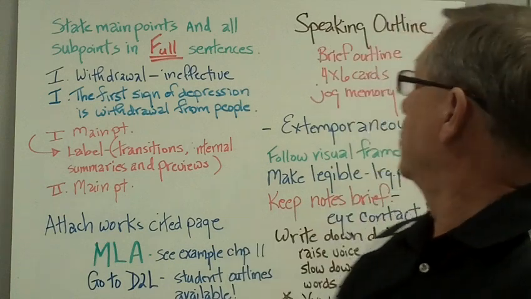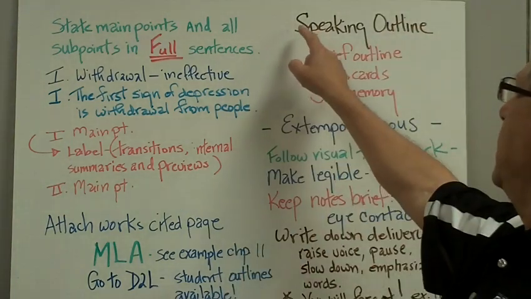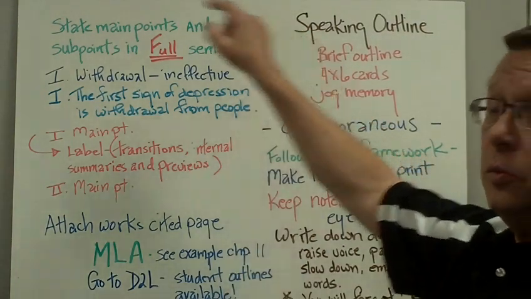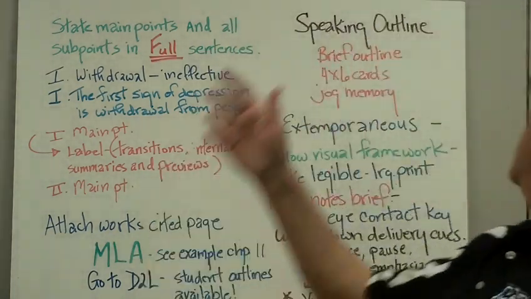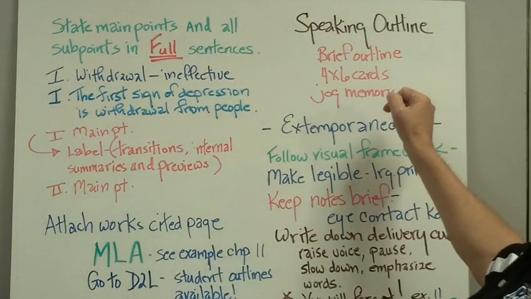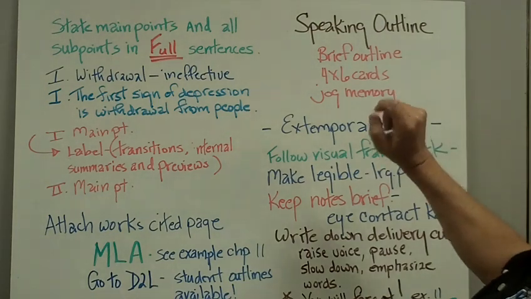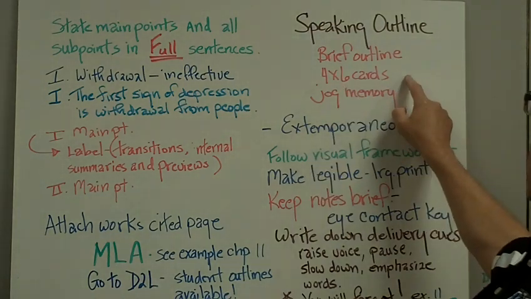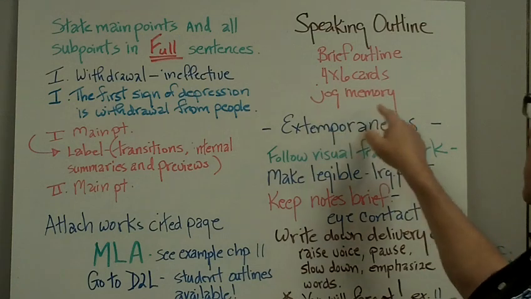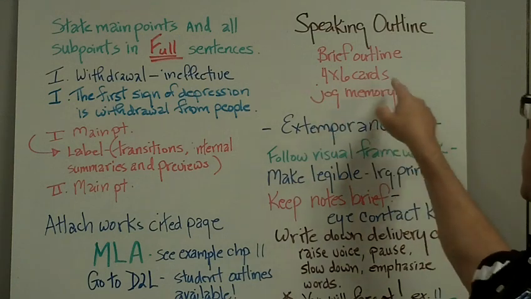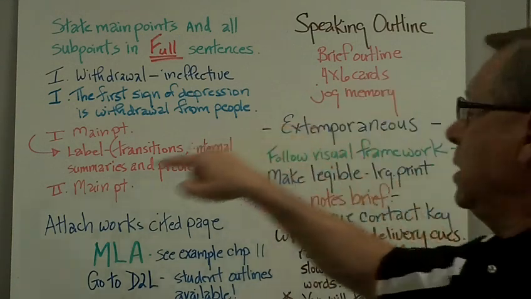Now I want to talk about the second outline that you do. You do 2 outlines for your speeches. This is a speaking outline. This is a very brief outline. We use 4x6 cards, white if you will, and these are simply words that jog your memory so you can speak to us extemporaneously.